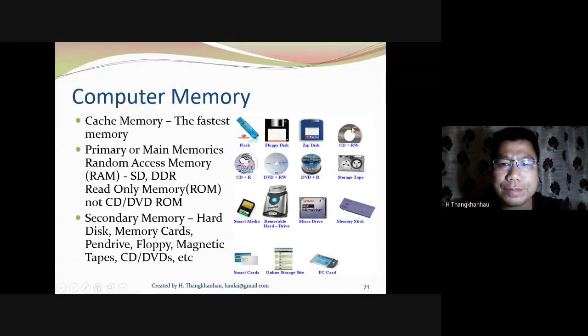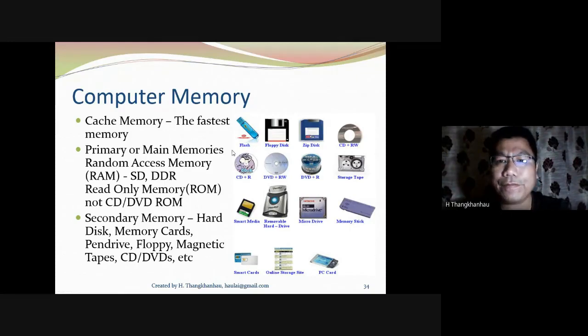Although we have different types of computer memories, they can be classified into two types: primary memory and secondary memory. Primary memory is usually the memory which works closely with the CPU, which is usually inside your computer, inside your laptop, or inside your phone. Those are primary memory. It includes random access memory, SD meaning standard, DDR meaning double data rate, and ROM, read-only memory. CD, I hope you know. DVD, I hope you know. Digital video disk or digital versatile disk.